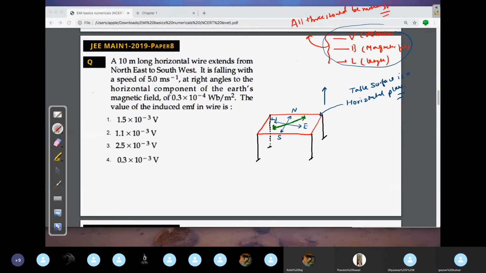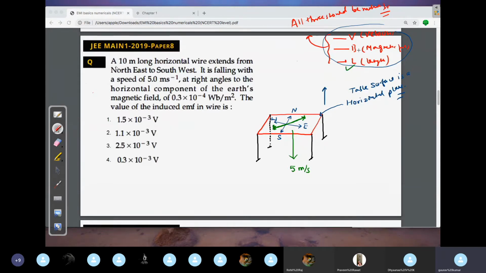Then it's falling, meaning it's coming down. The rod is coming down with a velocity of 5 meters per second. So till now you can see that two things are given. You need V, B, L, right? So you got the L value.